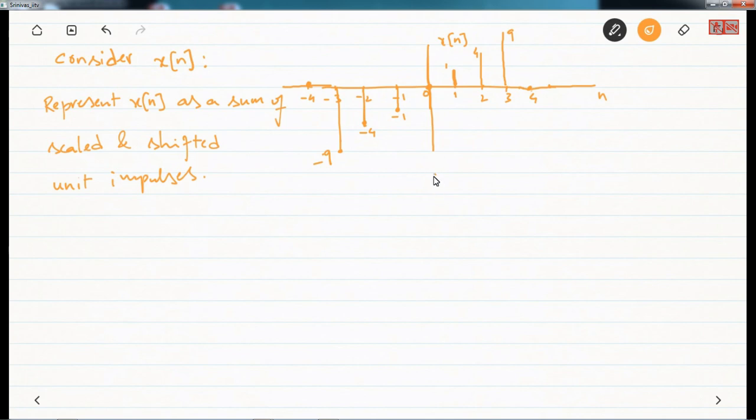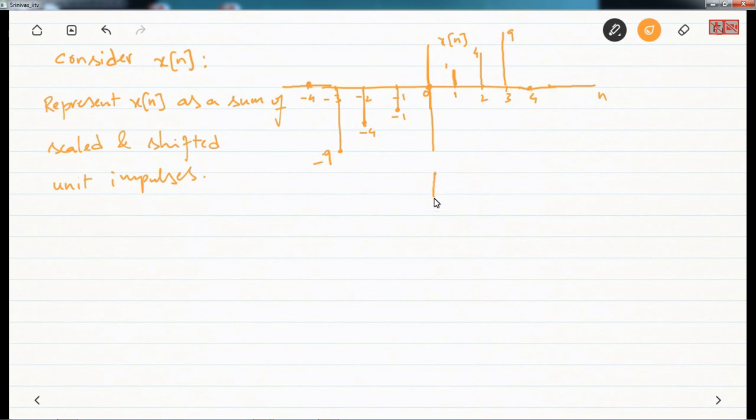See, this discrete time signal material is not immediately in your current unit. As I said, it will be in your Z transforms, so when I discuss Z transforms, we need not discuss this again. Why I am discussing discrete time signals now is that it is easy for you to first understand discrete, and then it will be easy to understand continuous time domain. So this x of n, I want to represent using unit impulses.